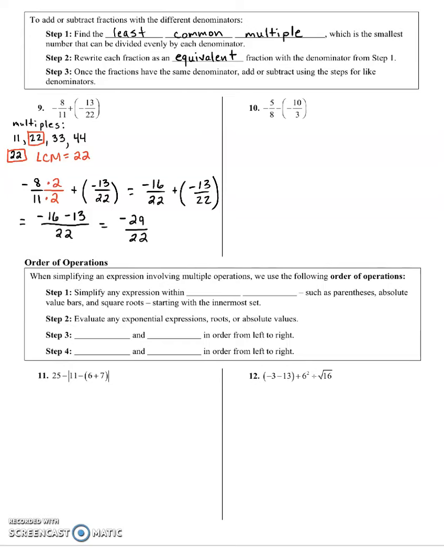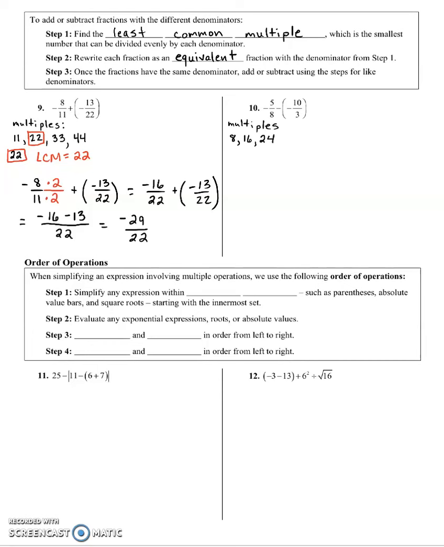Okay, now that you've tried this one, let's see what we can do with it. So let's look at our multiples first. We have 8 and we have 3. So if we do 8, 8 times 1 is 8. 8 times 2 is 16. 8 times 3 is 24.